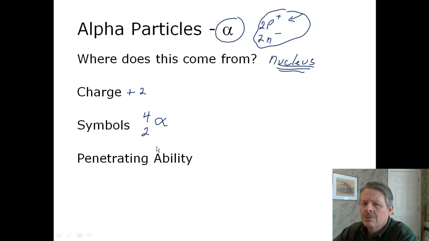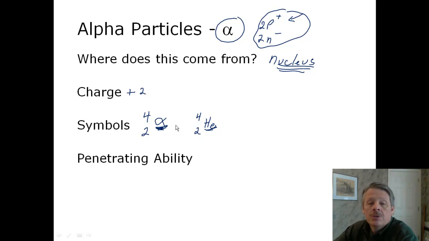Wait a minute. 2 protons and a mass of 4. What does that sound like? Sure, it sounds like helium, right? Helium has a mass of 4 and it has 2 protons. So what's the difference between these two things? Well, the difference really is that there are no electrons. Here, we tend to have electrons. When we say helium, we assume that there are 2 electrons there, and when we have an alpha particle, we know there are no electrons.